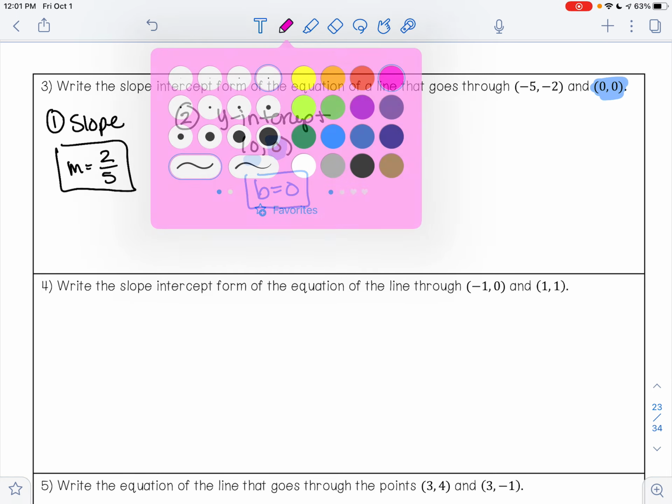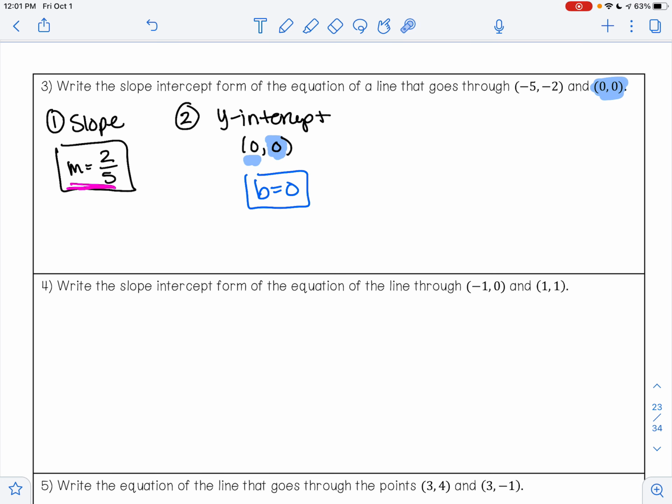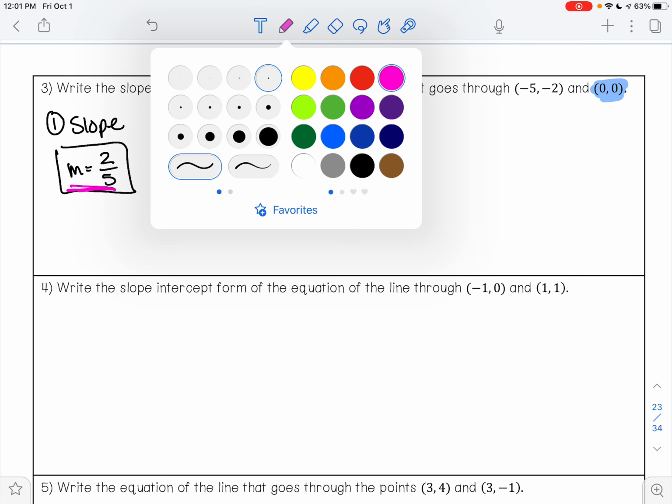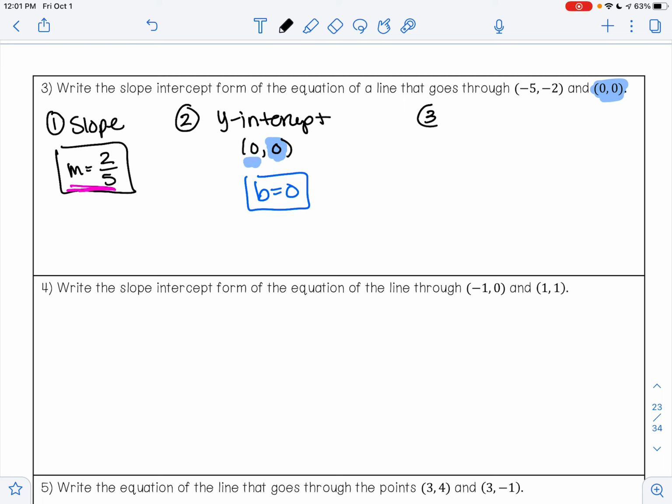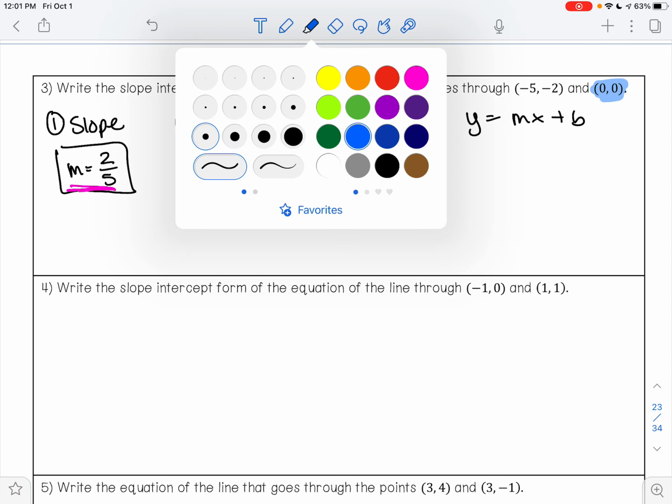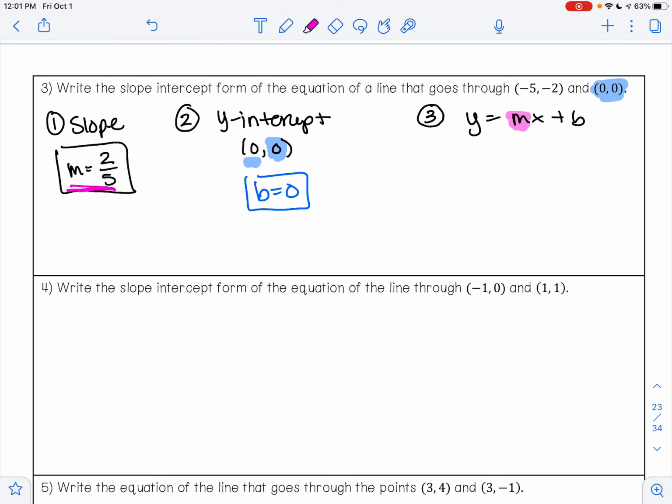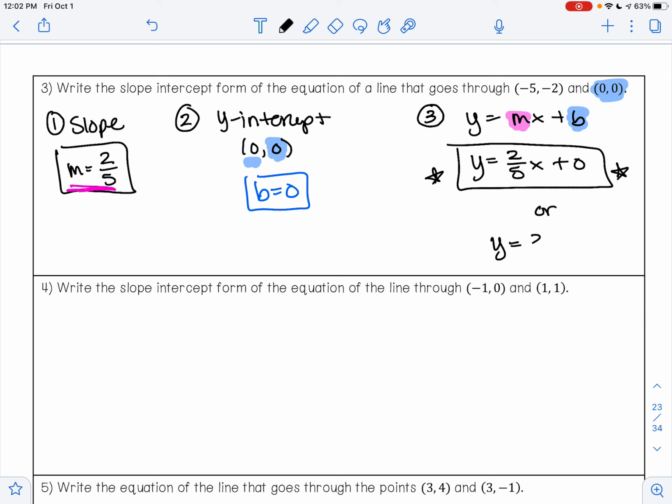Once you know your slope and your y-intercept, then you can write your equation of the line. So we're going to plug into y equals mx plus b. So m will be replaced by 2/5 and b will be replaced with 0. So we'll have y equals 2/5 x plus 0 as our answer. Or you could write your answer as y equals 2/5 x. Either way, this gives you the same answer.